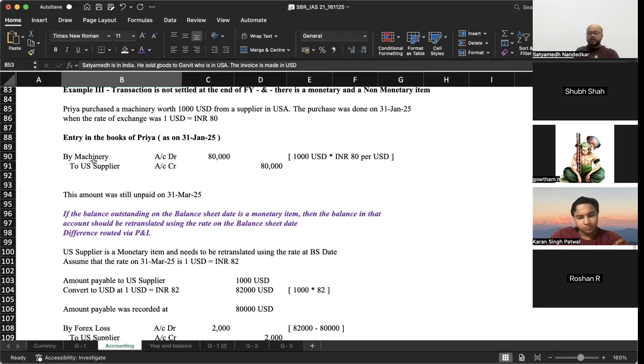Now, I purchased machinery from a US supplier. Machinery account debit to US supplier. It was a $1,000 machine, 1,000 into 80 becomes 80,000. The amount was still unpaid on 31st of March. If the balance outstanding is a monetary item, then the balance in that account should be retranslated using the rate on the balance sheet date. US supplier, $1,000 is payable to him. The rate becomes 82. Amount payable to the US supplier is $1,000, multiply that with 82, it becomes 82,000.